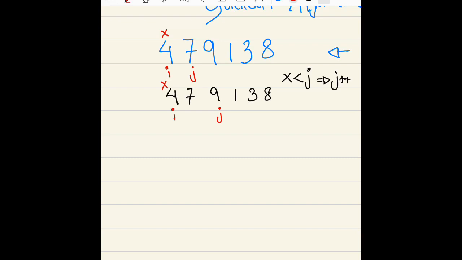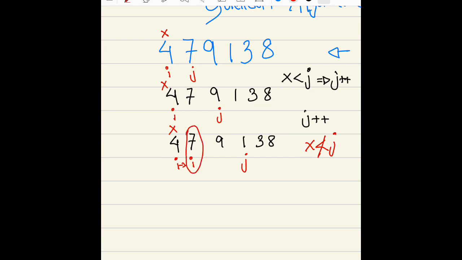Moving on, now we compare 4 and 9. Of course 4 is less than 9, so it's all good. So we increase j by 1. So j is 1 now, so x is not less than j, because 1 is smaller than 4. So what we do here, we increase i by 1. So i would be in this position right now. So i is 7 and j is still in its own position, which is 1. Then we swap their values.